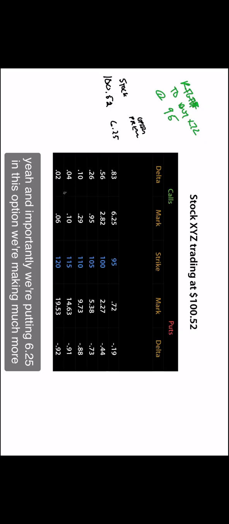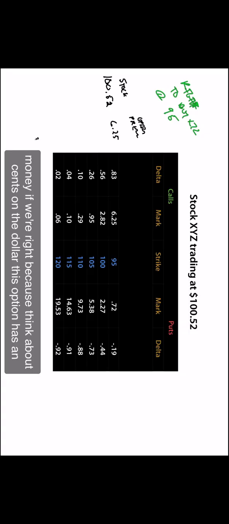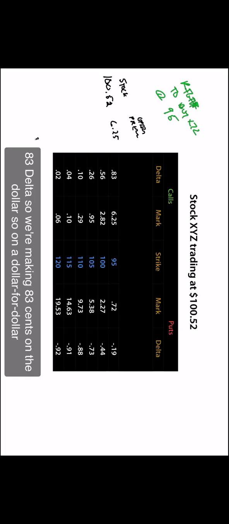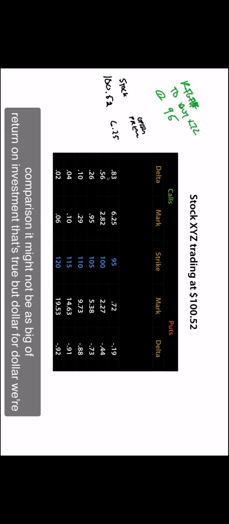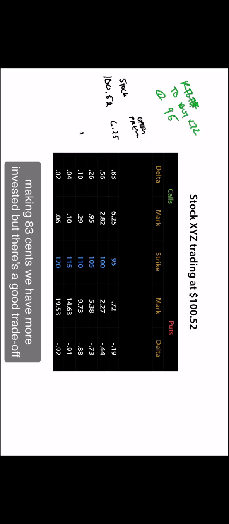Yeah. Right. And importantly, we're putting $625 in this option. We're making much more money if we're right. Because think about cents on the dollar. This option has an 83 delta. So we're making 83 cents on the dollar. So on a dollar for dollar comparison, it might not be as big a return on investment. That's true. But we're making 83 cents and we have more invested. But there's a good trade-off there.